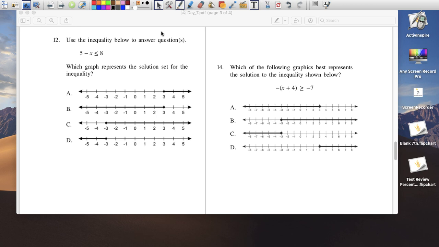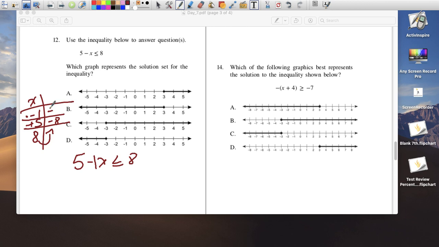Again, same thing, I guess, we're practicing inequalities. 5 minus x less or equal to 8. So we're going to do, again, here's a story. My variable is x. I'm going to put a 1 here, and it's being multiplied by negative 1. And then plus 5 less or equal to 8. Inverse operation is minus 5, and then divide by negative 1.